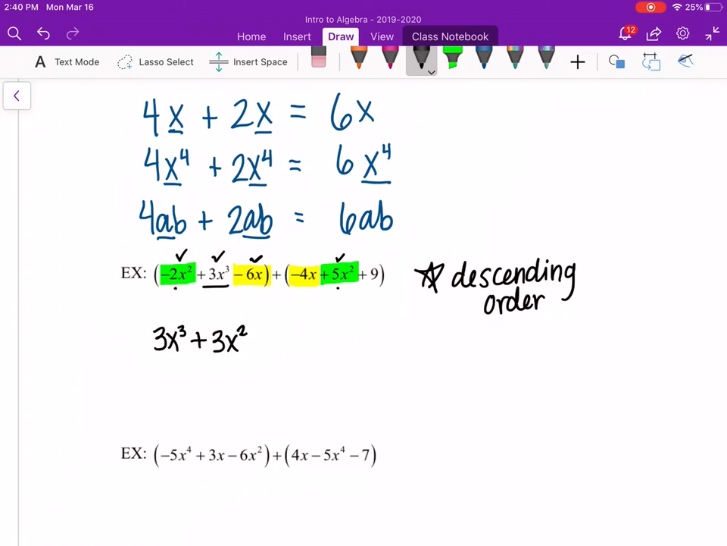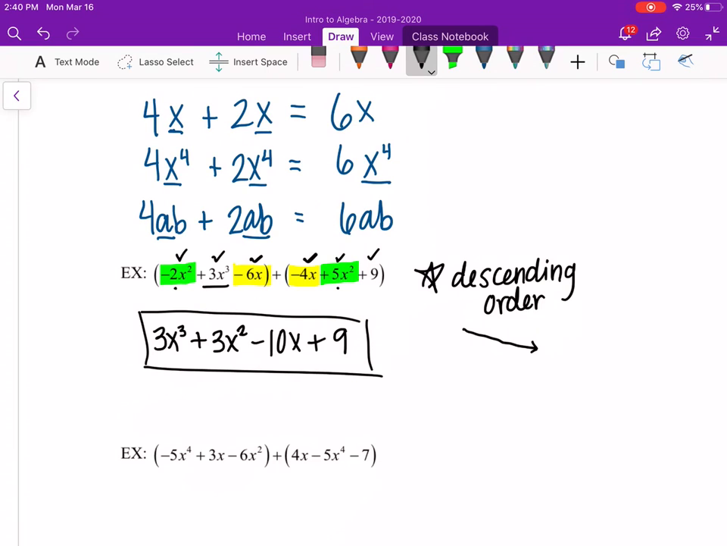Negative 6x and negative 4x is negative 10x. And then we have our 9. So you'll notice that our exponents went from something to the third, to the second, to the first, to the nothing. That is descending order, where those powers are decreasing as we go along. And that's it. We decided we can only combine things that are like terms. X to the thirds aren't like terms with x to the seconds, and so we have to be finished.